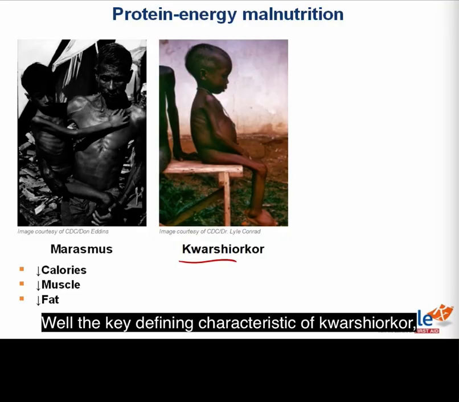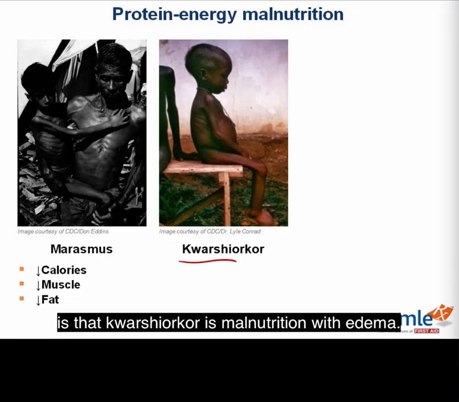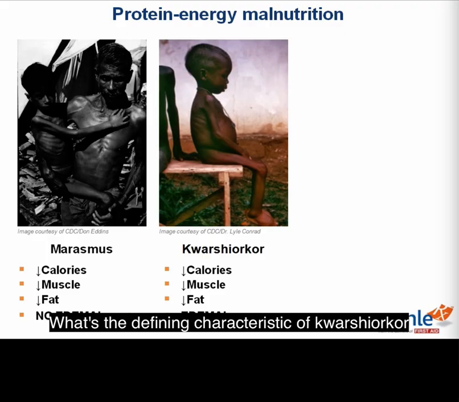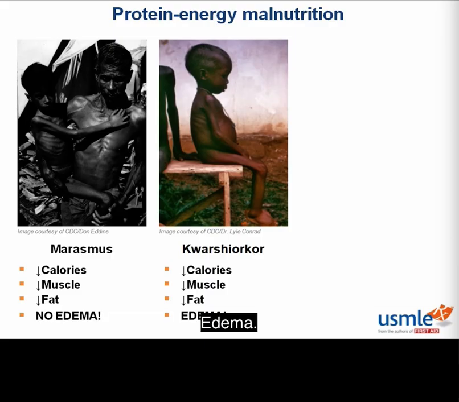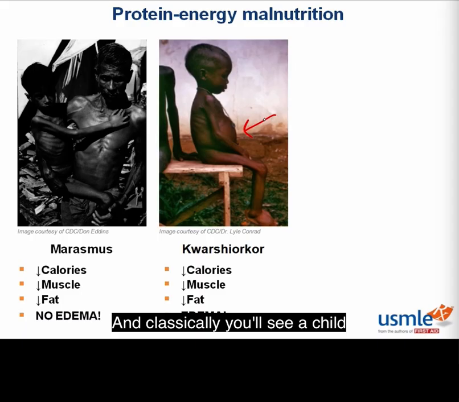Well, the key defining characteristic of kwashiorkor, the most important thing to know about malnutrition on the step 1, is that kwashiorkor is malnutrition with edema. One more time in case you weren't paying attention. What's the defining characteristic of kwashiorkor, which distinguishes it from marasmus? Edema. This will be most obvious at the abdomen, and classically, you'll see a child with a large swollen belly who's stick thin almost everywhere else.